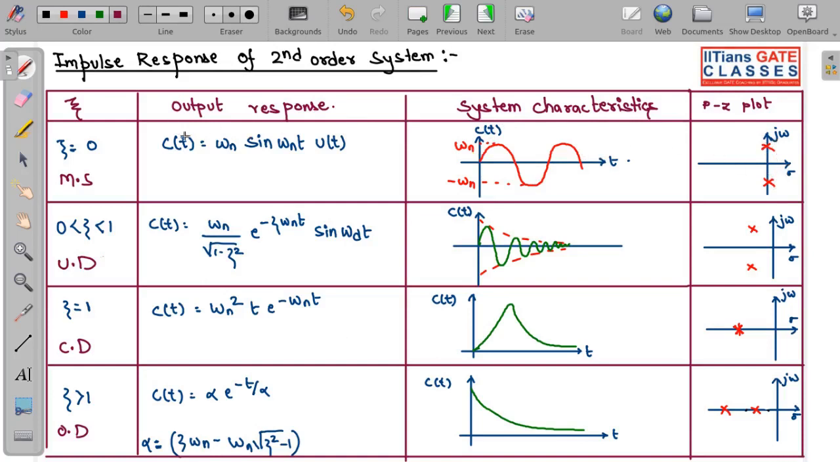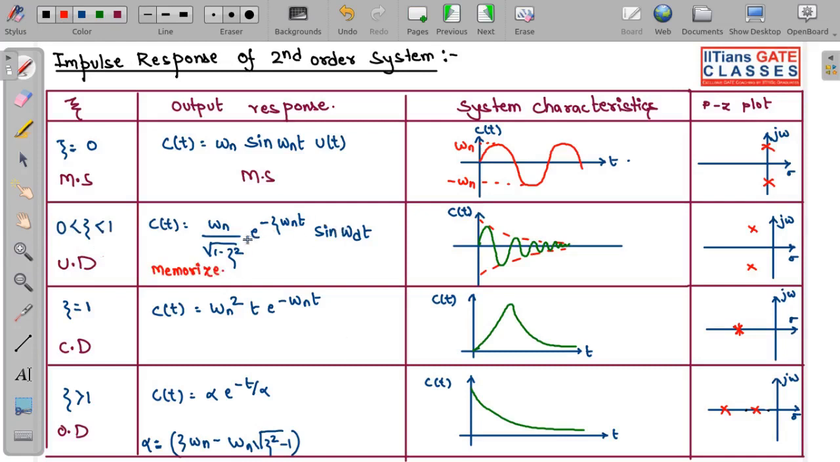You can see that for zeta equal to 0, your output response will look like this. This is a sinusoidal signal. Sinusoidal signal means what? This is marginally stable. So its system characteristics will look like this, and the configuration of poles will be like this. Next you can see that this is your underdamped system. This is very important. You need to memorize this equation.